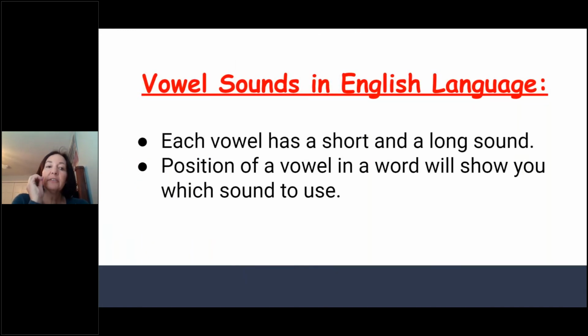So that is pretty much everything that we're going to cover today. Vowel sounds in the English language, remember, all have a short sound and a long sound. And also please remember that the position of the vowel in the word will help you figure out which sound to use.